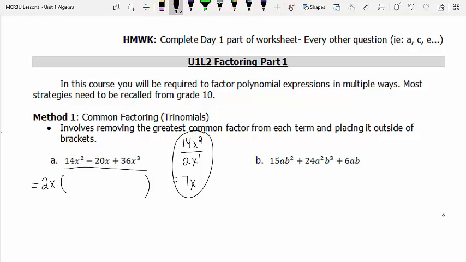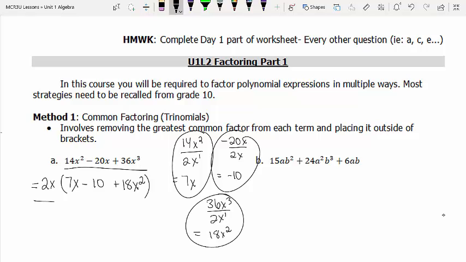and that's fine. Okay, negative 20x divided by the greatest common factor, so negative 20 divided by 2 is negative 10. And x divided by x cancels out, so we're just left with negative 10. And finally, 36x cubed divided by 2x is equal to, so 36 divided by 2 is 18. X cubed divided by x to the power of 1 is x squared. So that is how you would common factor that original polynomial.